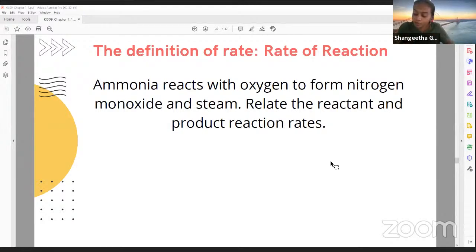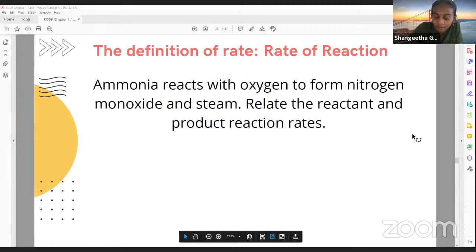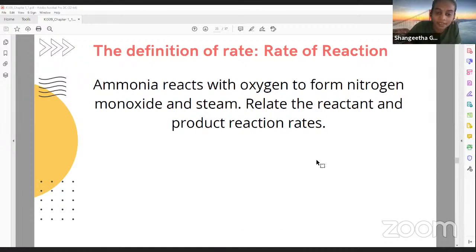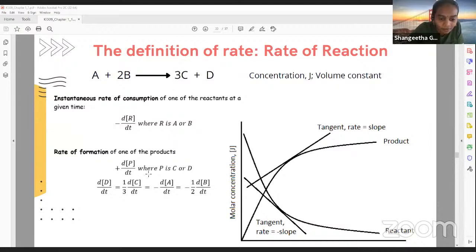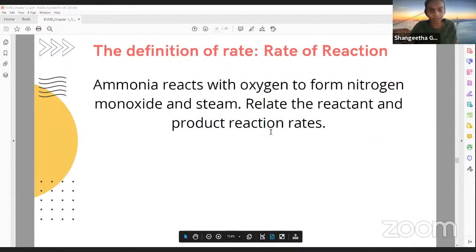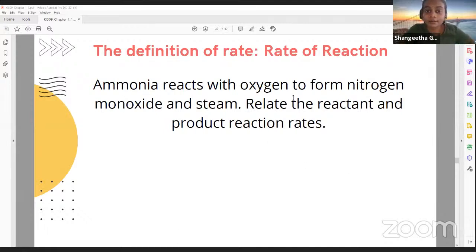I will ask 2 persons to share your answer. If the first person gets it right, then we don't have to get another person. But you can do it now. I give you 5 minutes. Can you quickly write out the equation when ammonia reacts with oxygen to form nitrogen monoxide and steam. Most important is you must know how to balance your equation. Once you have written out your equation, you have to balance it, and then you can write this relation for your equation. Then you can share it here. So take 5 minutes, quickly write it out.